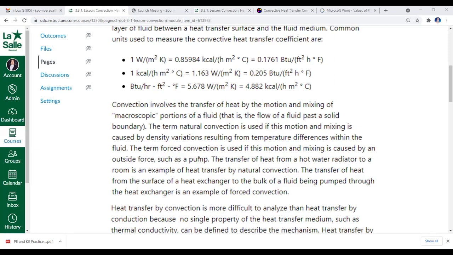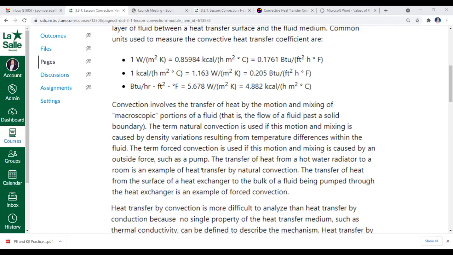The term forced convection is used if this motion and mixing is caused by an outside force, such as a pump or a ventilator or something that has blades which pushes your fluid to flow faster against the surface on top of or adjacent to which it is flowing. So again, notice here that there are two types of convective heat transfer. We have natural, meaning it's not induced, and we have forced convection, which is induced through the use of pumps or impellers.